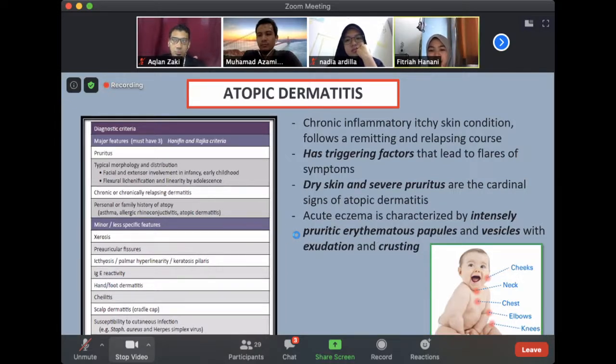And then when the patient presents with a flare, which is acute eczema, it is characterized by intensely pruritic erythematous papules, and then it may evolve to vesicles, exudation, and also crusting. These are the common sites of atopic dermatitis in younger children, which are the cheeks, neck, chest, elbow, and also knee. This is the diagnostic criteria for atopic dermatitis according to the PICS protocol. It is the Hanifin and Rajka criteria, consisting of major features and some minor features. To diagnose, we must have 3 of the major features.